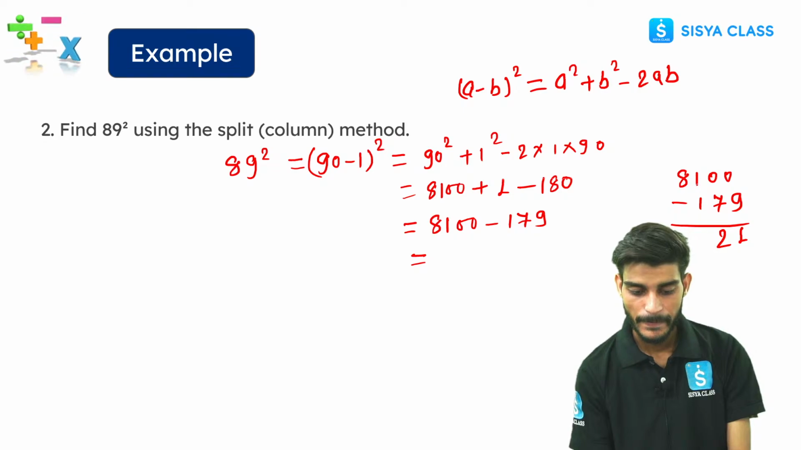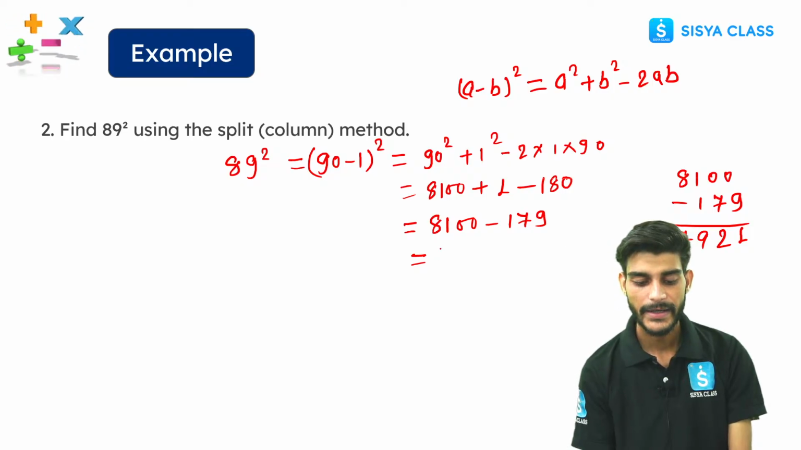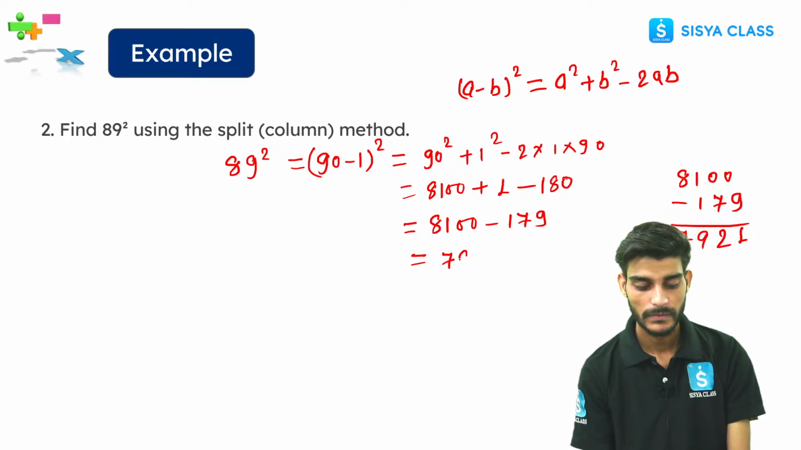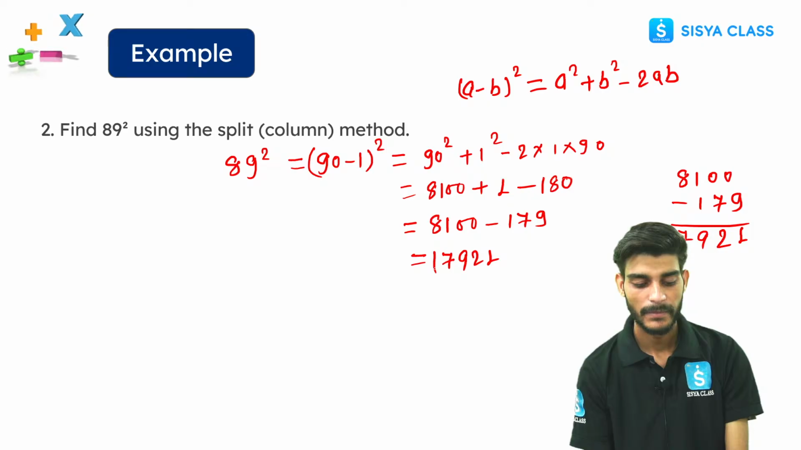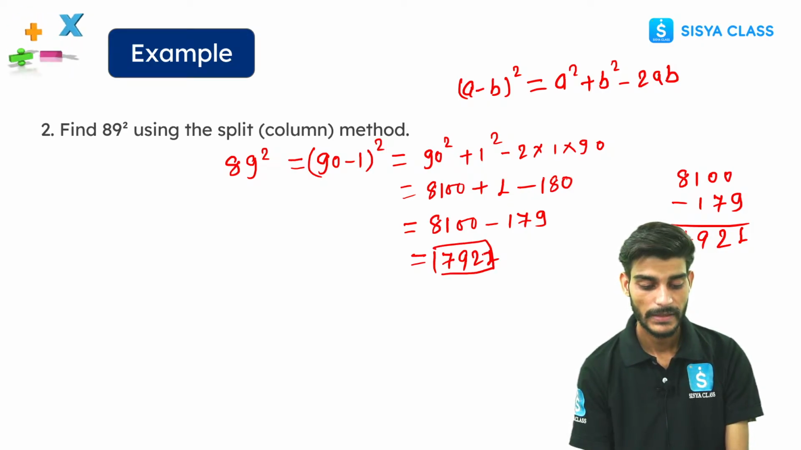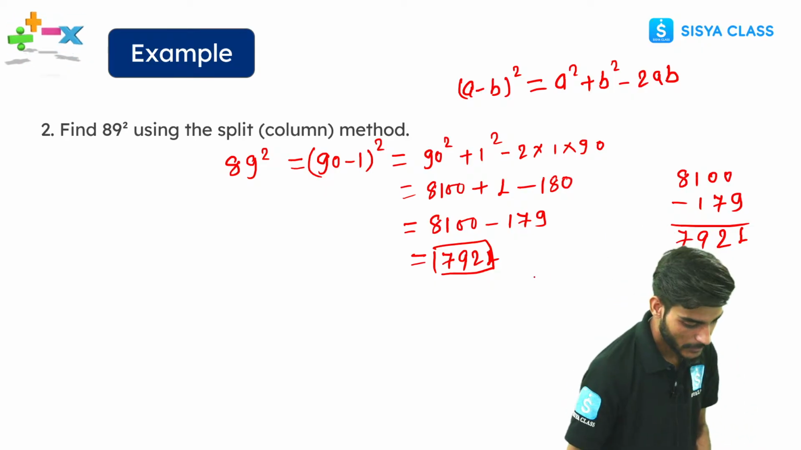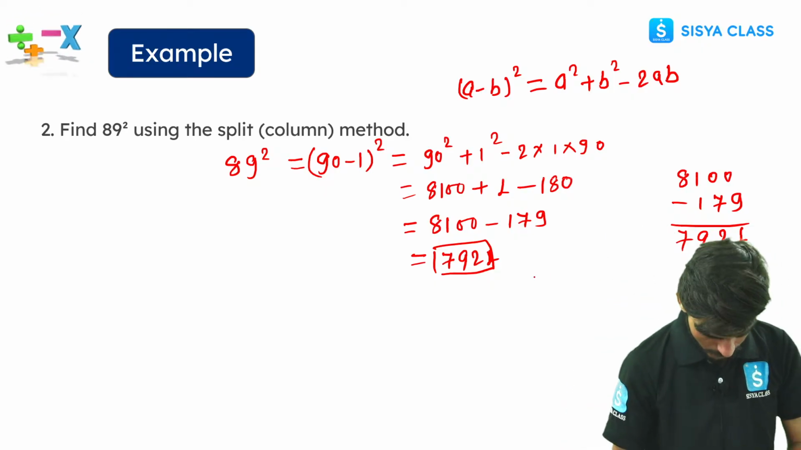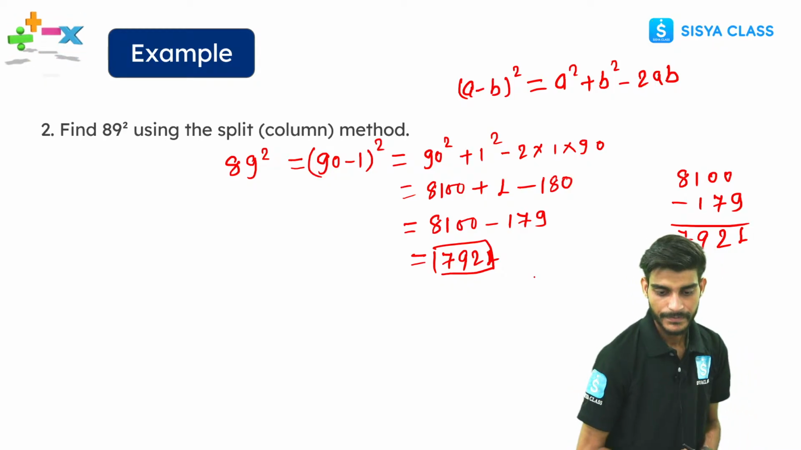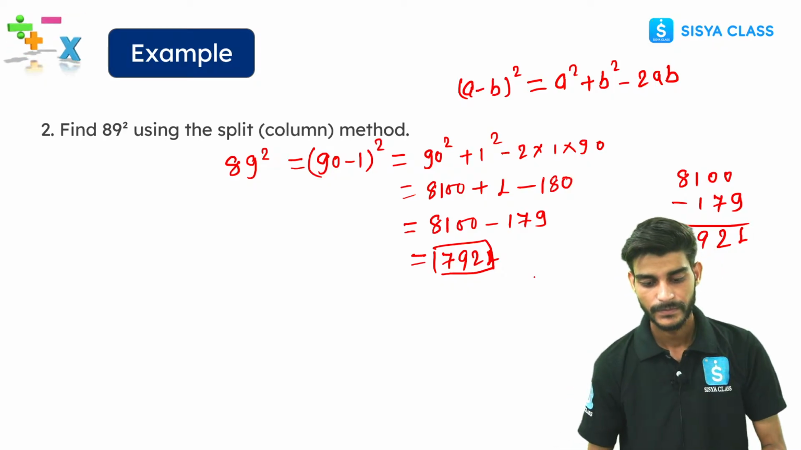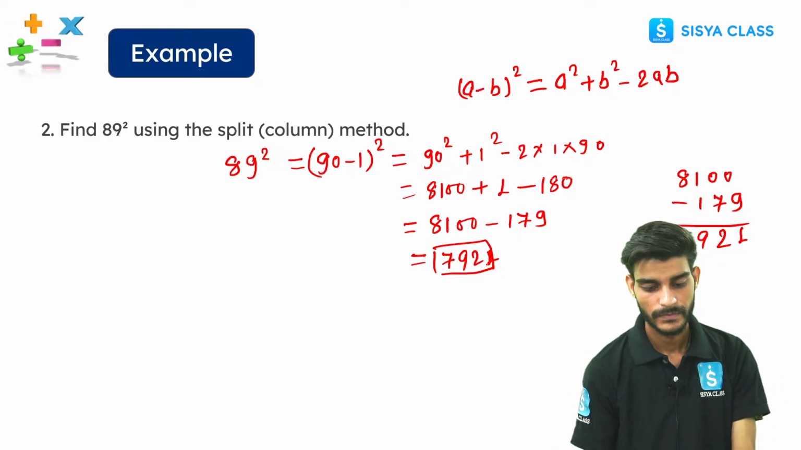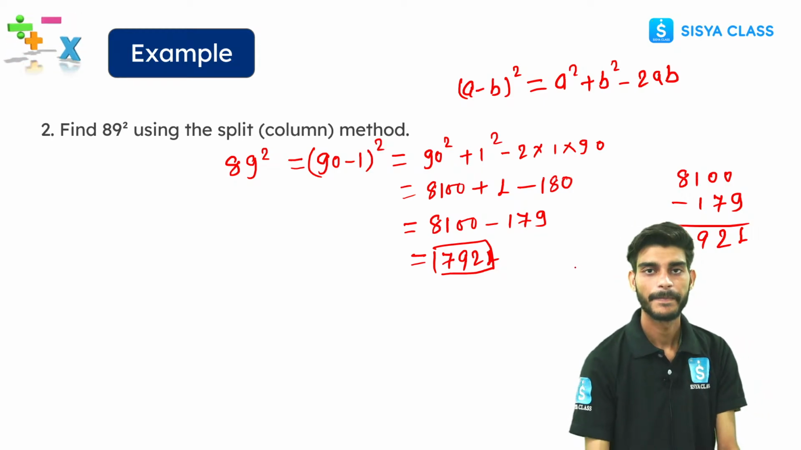9. 10 minus 1, 9. And 7. So 7, 9, 2, 1. Right? Please check it. 7, 9, 2, 1. Is it correct or not? Okay, fine.